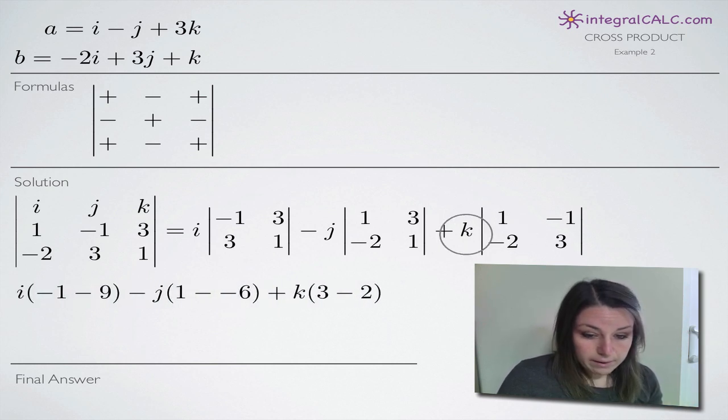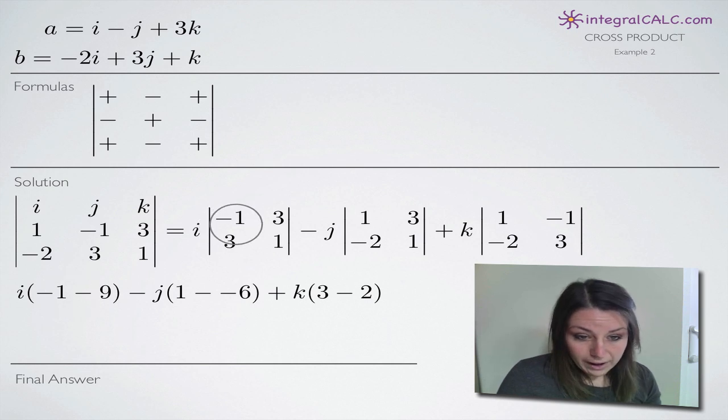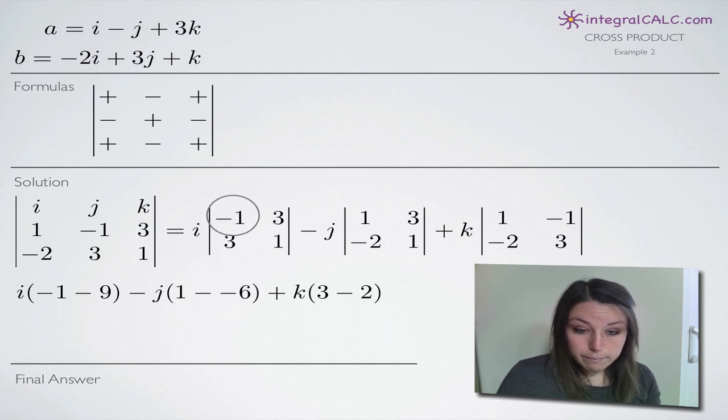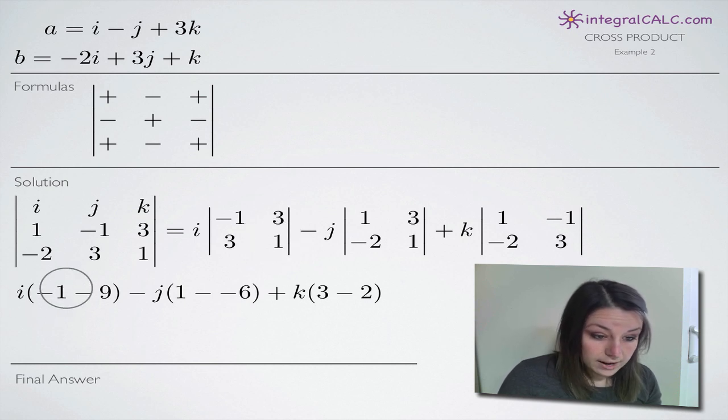So once we've done that, we can go ahead and start simplifying to solve for the cross product. Notice we keep i, j, and k exactly as they are. We've got positive i, negative j, and positive k here. And then we get these numbers by looking at the matrix that's multiplied here by i. What we're going to do is multiply the upper left number by the bottom right number. So -1 times 1 is -1. So we get -1 here in this first spot. That's how we get that number.